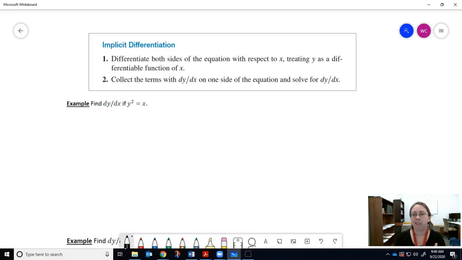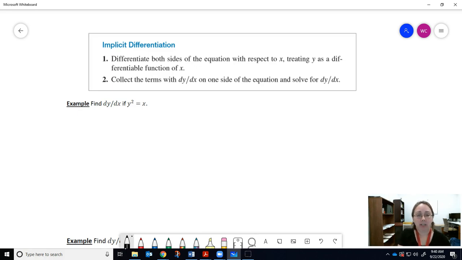Technically, we've been doing that, but it's going to be a little different now. And we're going to do it with respect to x. So on the bottom will be dx. And you're going to treat y as a differentiable function of x. I'll show you what it means. Number two, collect the terms with dy dx on one side. So you're basically going to solve for dy dx. And that way, you're going to have the derivative of y with respect to x. The only weird thing now is that dy dx is going to equal something that could involve x's and y's. I'm going to show you some examples.